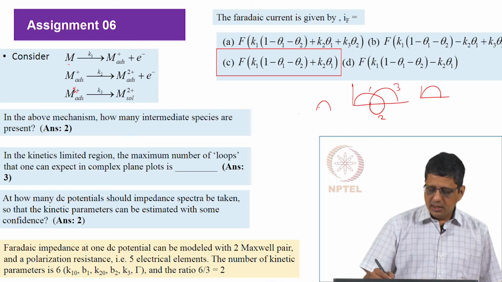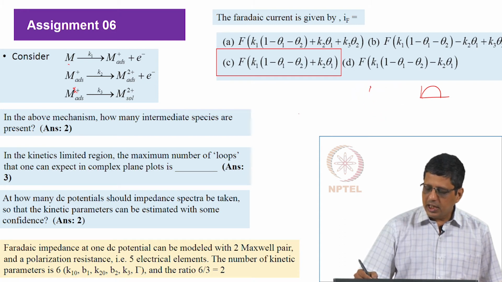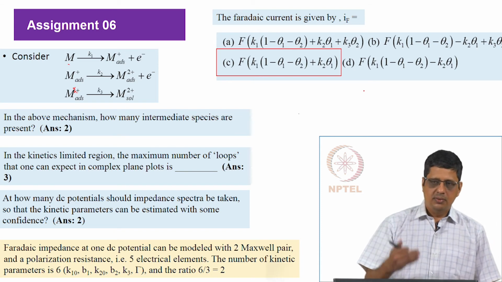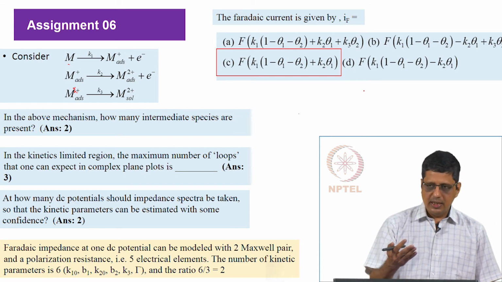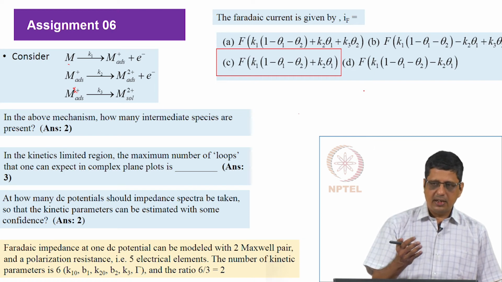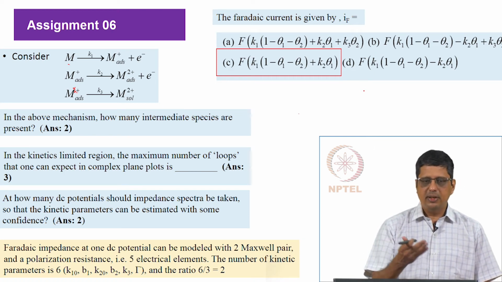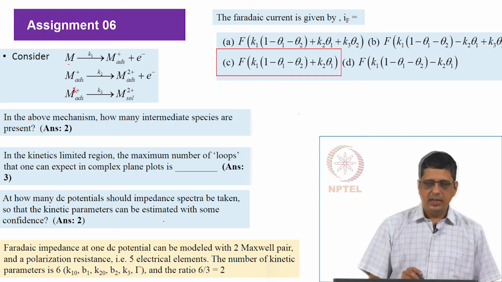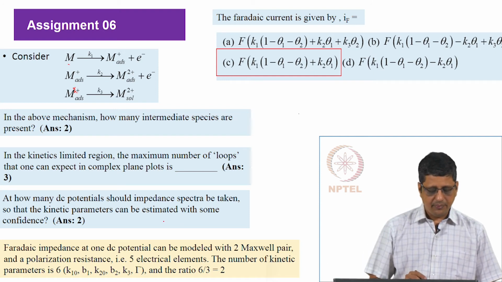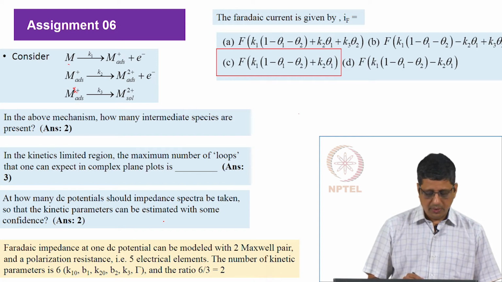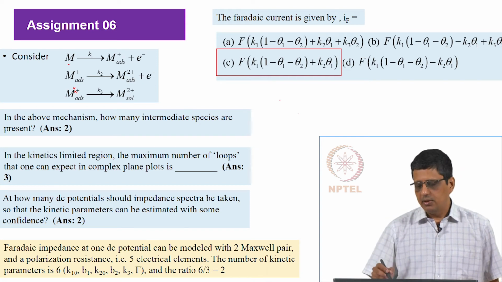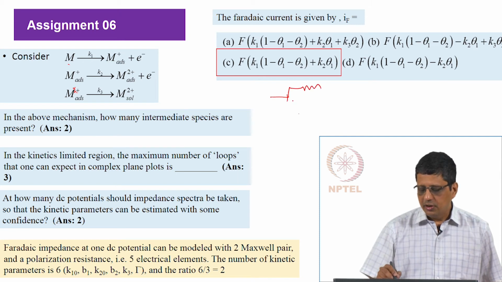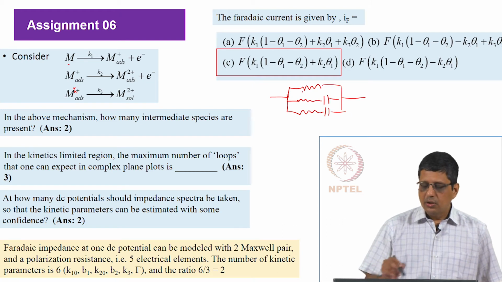Then next question is, if I want to get the kinetic parameter values based on optimization, we get experimental data, use this model and simulate the spectrum, compare the experimental spectra with the model spectra, and then see if we can match them. At how many DC potentials should we take this data? Now, we have 2 adsorbed intermediates, which means Faraday impedance can be modeled using a circuit like this.